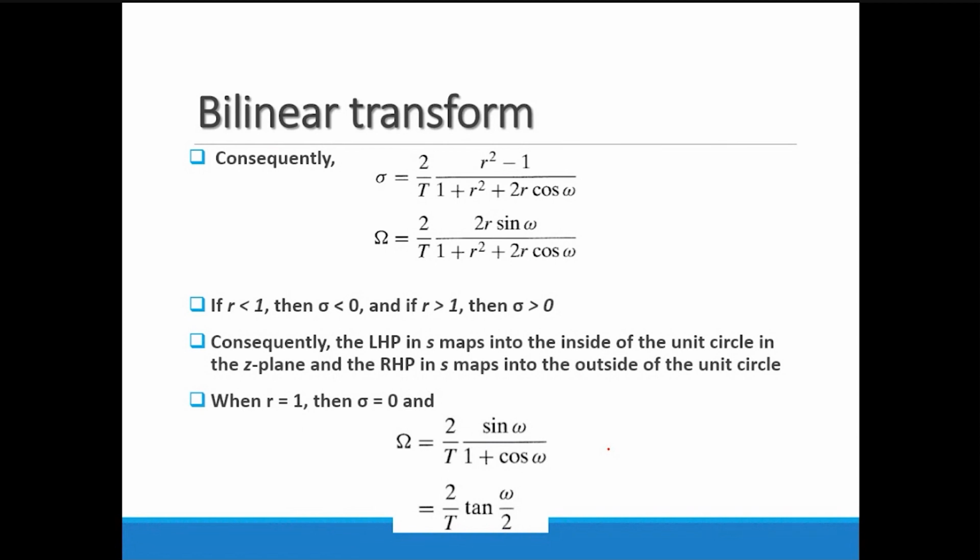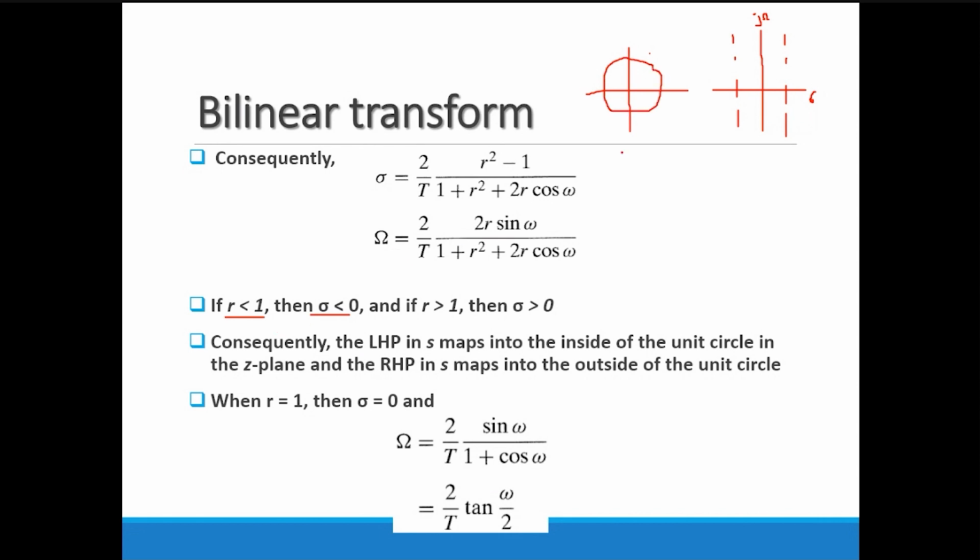Based on this equation, we can say when the value of R is less than 1, then sigma is less than 0. That means if R is less than 1, we are in the left half of the S plane. Let me draw this roughly. And this is the right half of the S plane. Here I'm writing the sigma term, and this is the imaginary term j omega. And you are relating this with the Z plane.